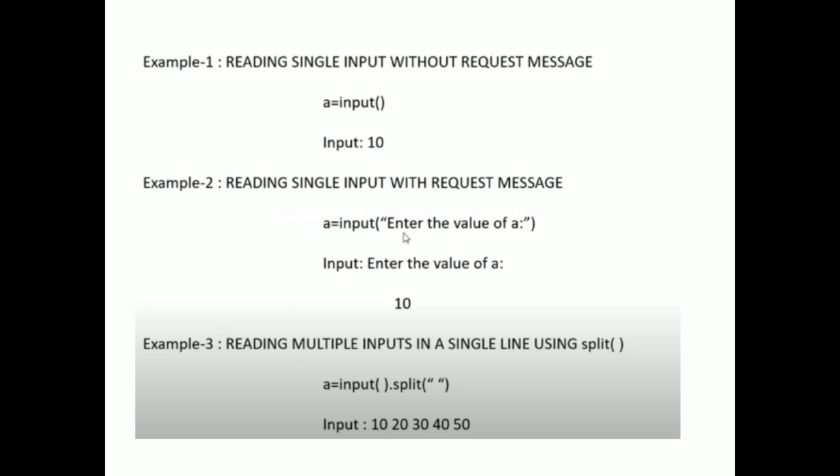Here you can see reading multiple inputs in a single line using split, that is open bracket and closed bracket. A equal to we are passing with the help of a keyboard, that is a equal to input open bracket closed bracket dot. Dot is used to split the output in different ways. Split is a function to divide. Here we have passed the input 10, 20, 30, 40, 50, and it needs to be displayed in the output.